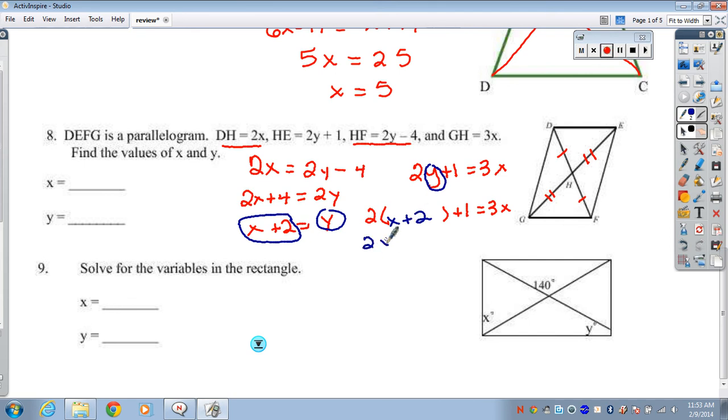So you have 2x plus 4 plus 1 equals 3x. Subtract 2x from both sides. X equals 5. Substitute 5 back in right here. 5 plus 2 is 7 for y.